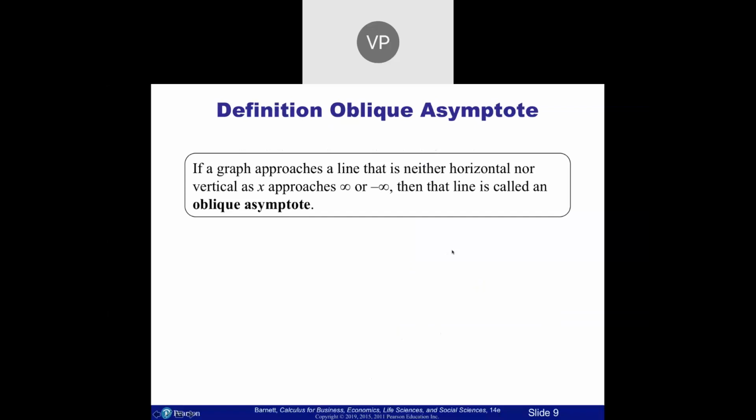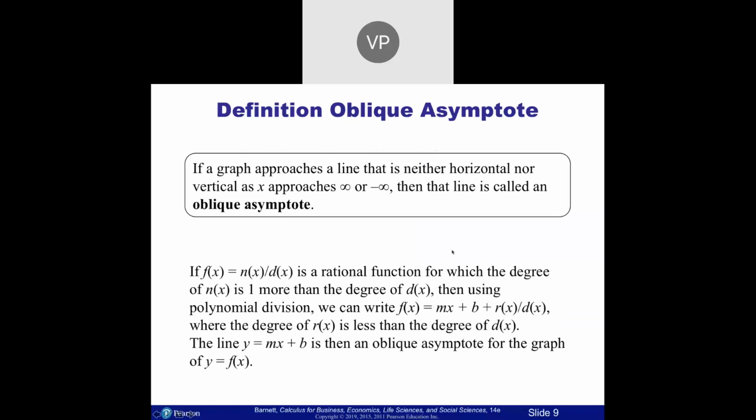Okay, so the last part here we're going to talk about is what's an oblique asymptote. If you have a rational function, where it's a fraction, and the top degree, as in the highest power of the top, is 1 more than the degree of the bottom, then we can use polynomial division. If you remember that long division, whatever you get as the quotient, that line is going to be an oblique asymptote.